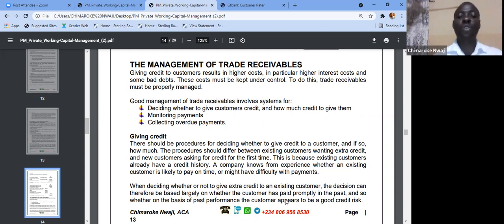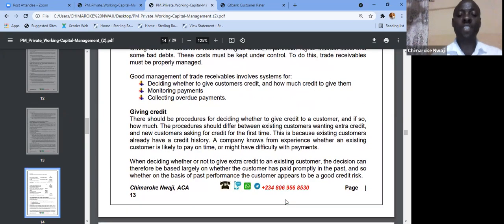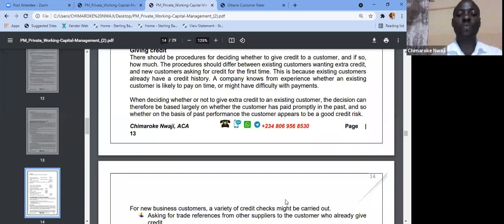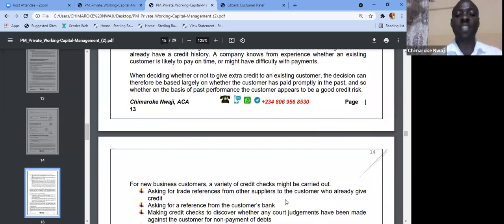And so after succeeding in collecting all your debt from them, will you want to give them credit again? You will not want to give them credit anymore. So you know from experience whom you can extend credit to and whom you will not. But for somebody who is coming for the first time, that's a very risky situation. So you may need to carry out a variety of checks.